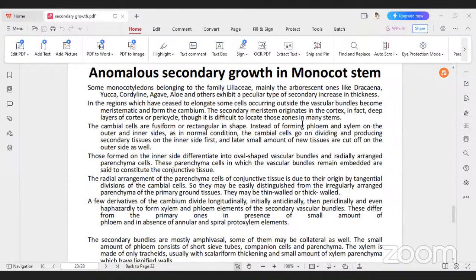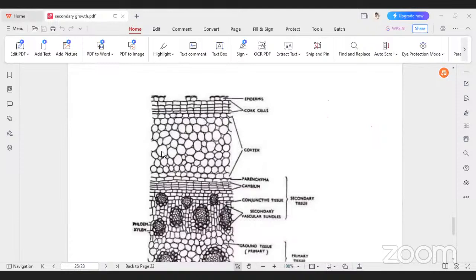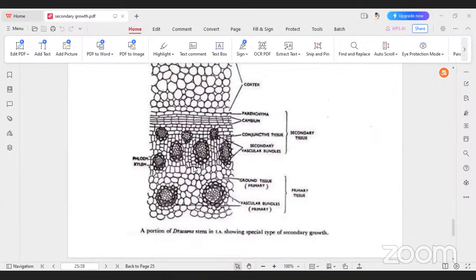But if secondary growth is present in the stem, that would be abnormal or anomalous. Let's see the monocot stem example, Dracaena. What happened in Dracaena? This is the epidermis, cortex. This is all common. So these are the cortex and ground tissue. In the ground tissue, vascular bundles are present. Actually, first the primary vascular bundles are commonly found, next secondary vascular bundles are formed from the cortex cells.